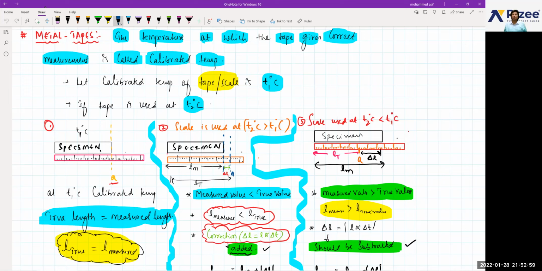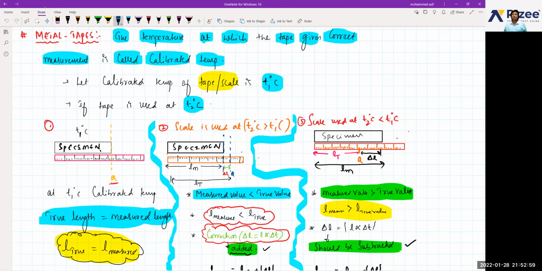But in India, at normal temperature T1 degrees centigrade, I have calibrated the scale as T1, and I manufactured all the scales at that temperature. Now if the tape is used at T2 degrees centigrade, say I manufacture at 10 degrees centigrade and you are using it at 20 degrees centigrade, and some other person is using it at minus 20 degrees centigrade, obviously the readings will be different. Isn't it? So you'll be getting different readings for that.